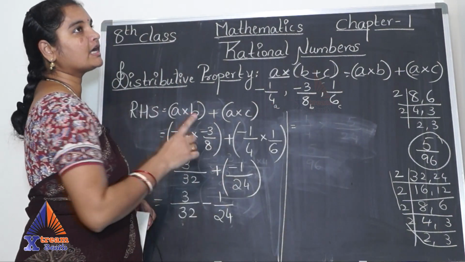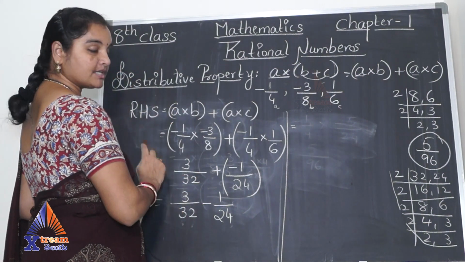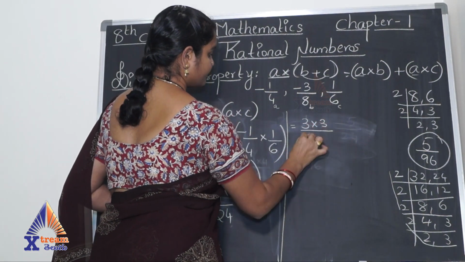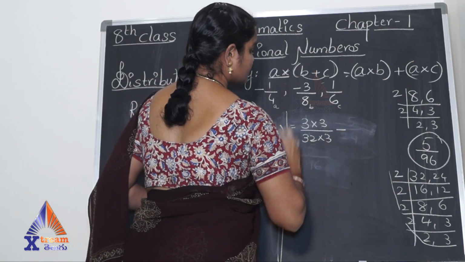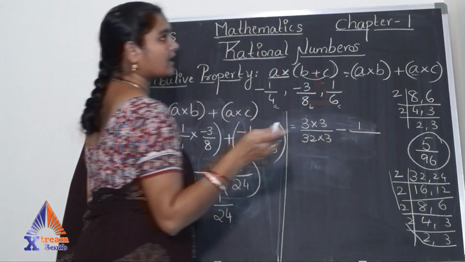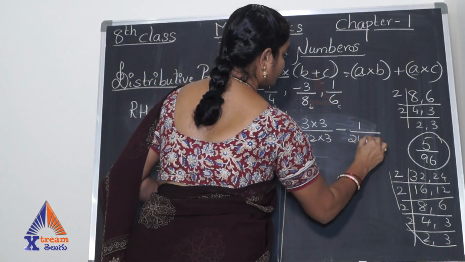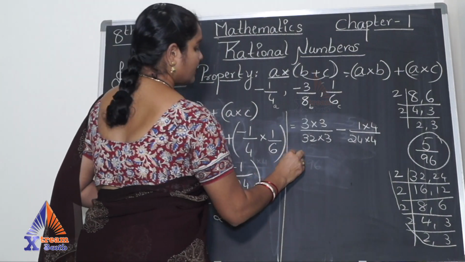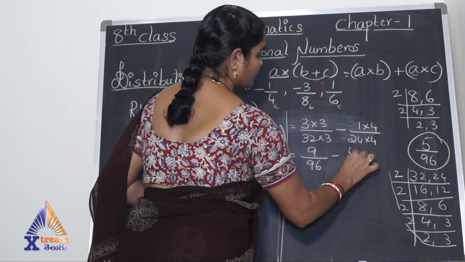So 32 becomes 96 when you multiply it with 3. So both the numbers here should be multiplied with 3. So 3 into 3 by 32 into 3 minus 24 becomes 96 when you multiply it with 4. So 24 into 4 and the numerator also into 4. Now we have here 9 by 96 minus 4 by 96.